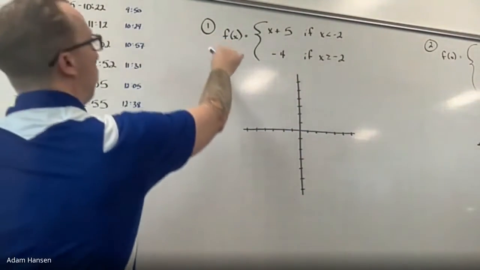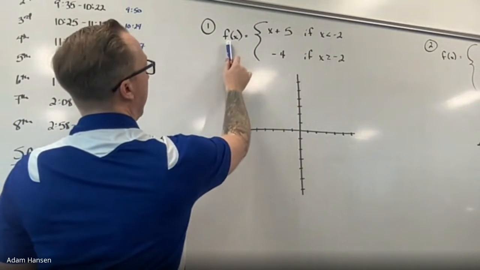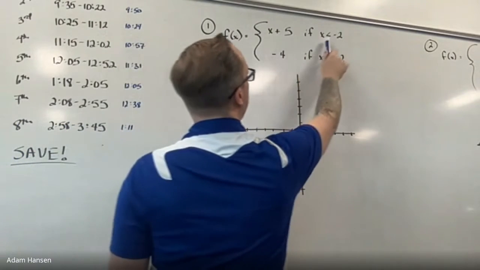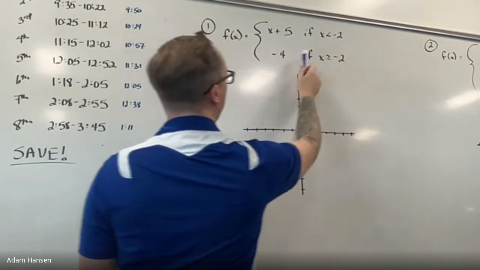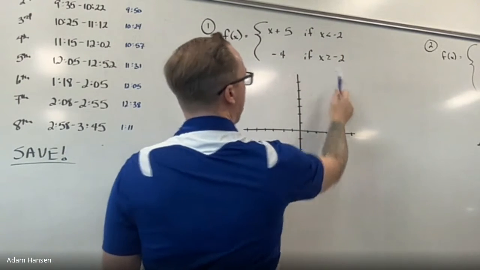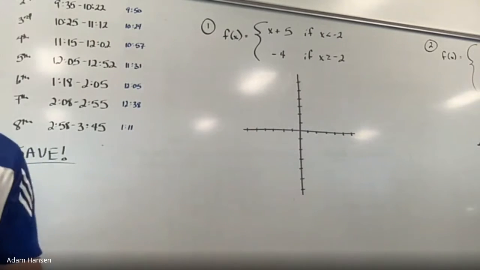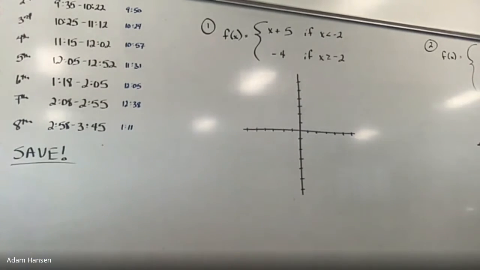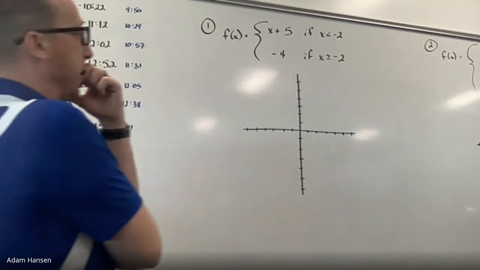So for number one, we're going to graph the piecewise function f of x equals x plus 5 if our x coordinates are less than -2, and -4 if our x coordinates are greater than or equal to -2. Let's think about how we could put this graph together.